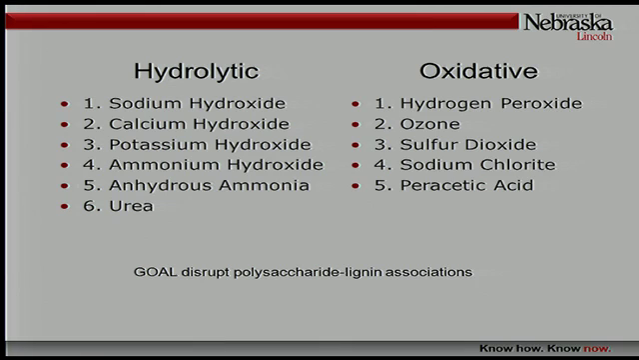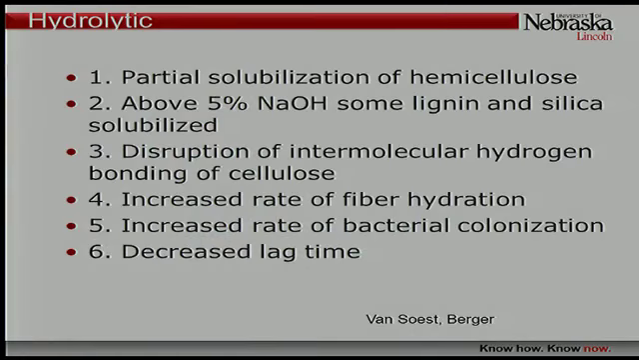But overall, the goal between the two types, oxidative or alkali or hydrolytic, was to disrupt the polysaccharide-lignin association. Once that gets disrupted, you have more enzyme accessible space. So with hydrolytic, there is partial solubilization of the hemicellulose. At higher levels, above 5% sodium hydroxide, some lignin and silica was solubilized. It also disrupts some of the intermolecular hydrogen bonding.